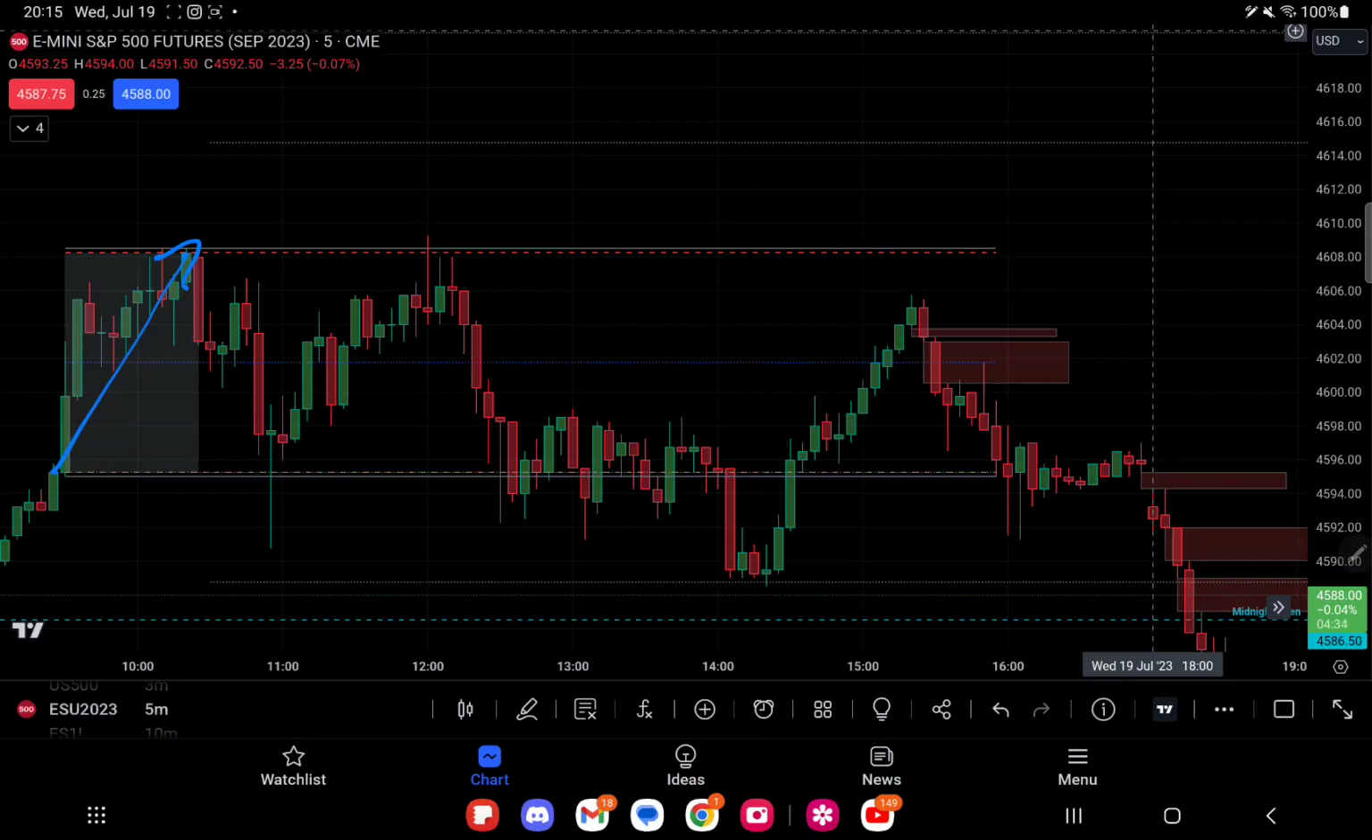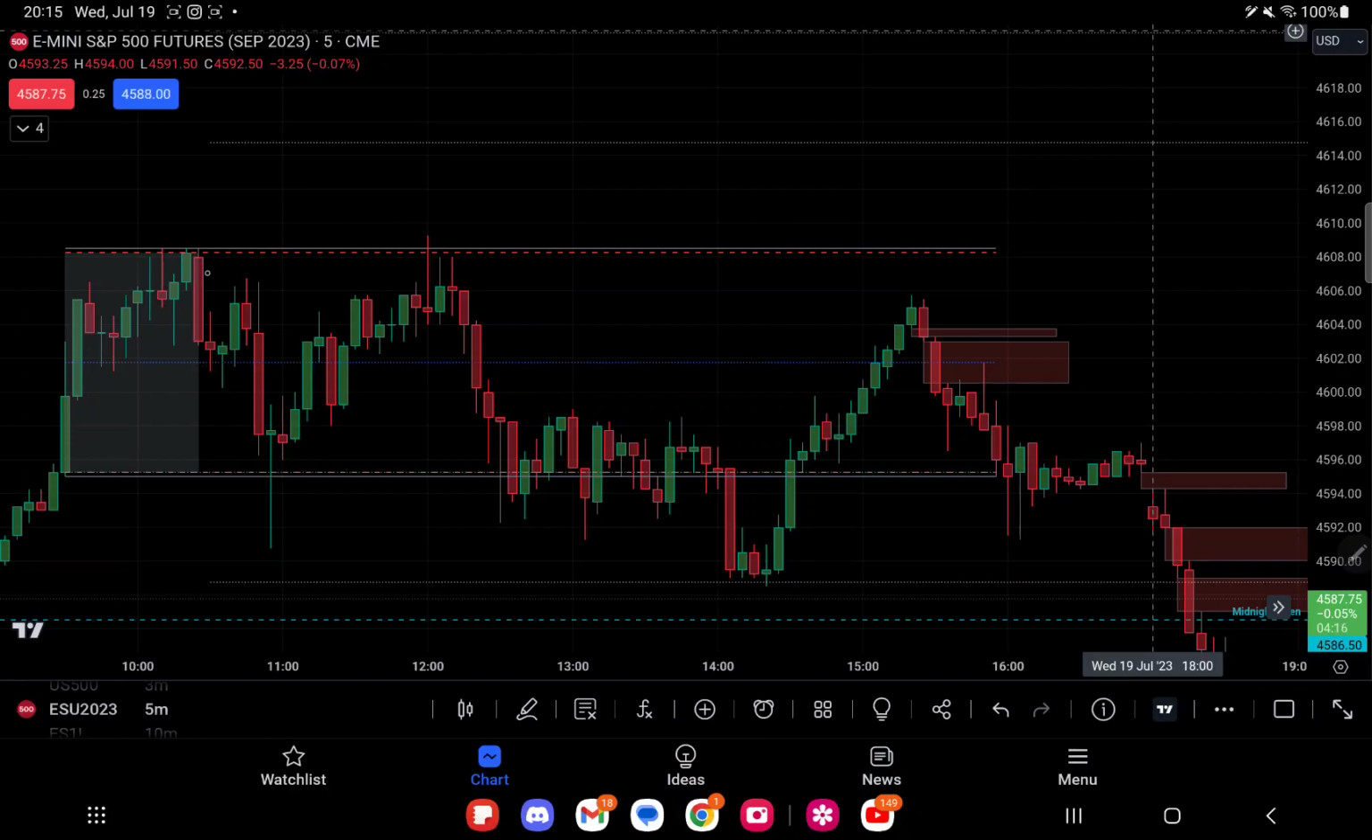Now, how do I use that? And this is where that advanced strategy comes into play. Because when price does that, and I'm confident that price can do that or is going to do that, I'm looking for places where I can take scalp trades, or trades, period.